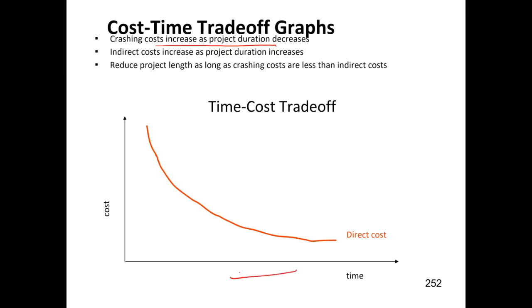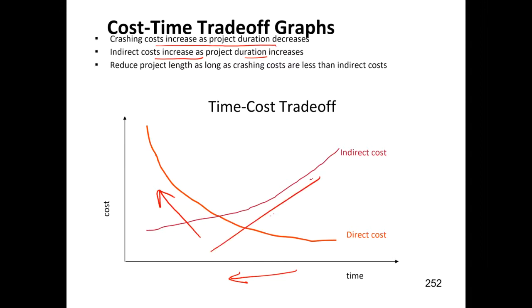As you move to the left of your time axis, your crashing costs have this sort of a profile, whereas the indirect cost increases as the project duration increases, and the indirect costs have this sort of a shape. So the longer you are on the site, the more indirect cost that you would incur. We usually take into account a combination of the direct and the indirect cost to make a decision.